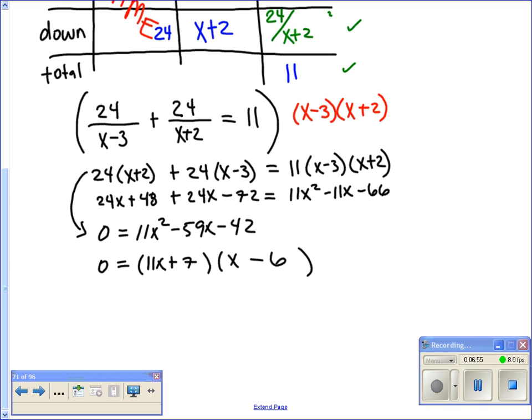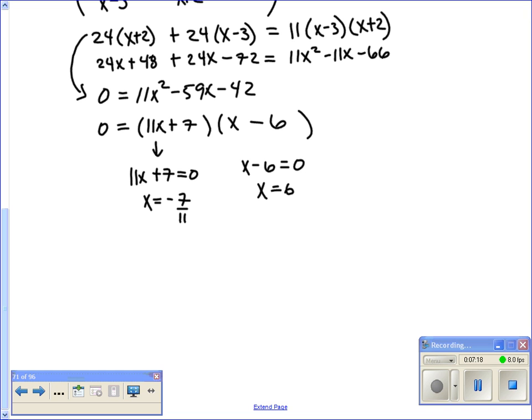So now that I have that, it's going to produce two solutions. If I set this first one equal to 0, 11x plus 7 equals 0, then I would get x is equal to negative 7 over 11. Or the other possibility is x minus 6 equals 0, so x is equal to 6. Now you have to think about what you know. This is the speed in still water, so it's not going to be a negative speed. So the rate in still water is going to be 6 kilometers per hour. Okay, and that's the solution to that problem.